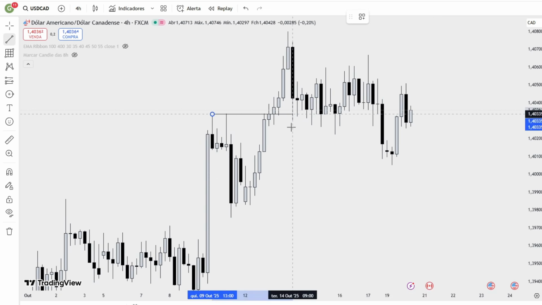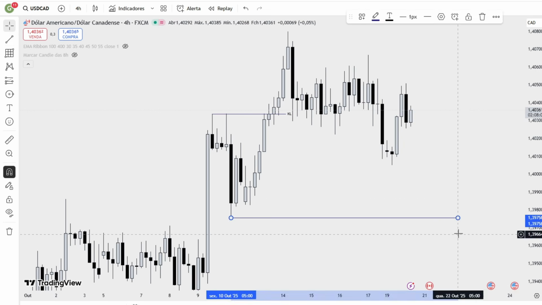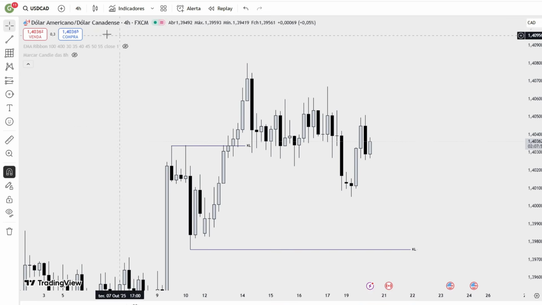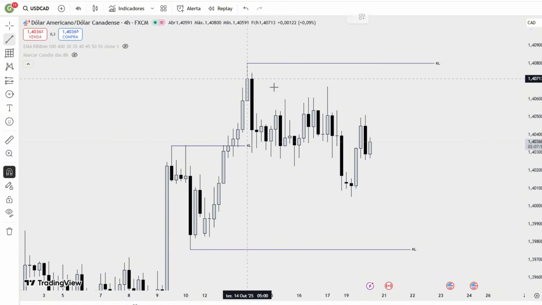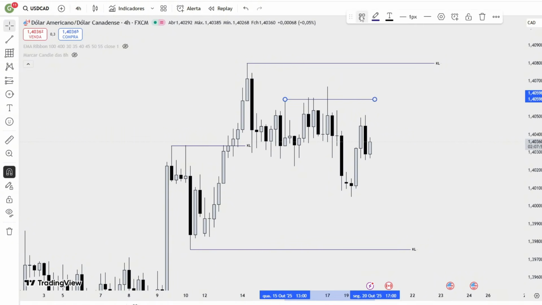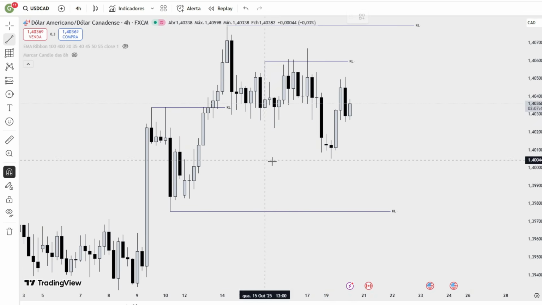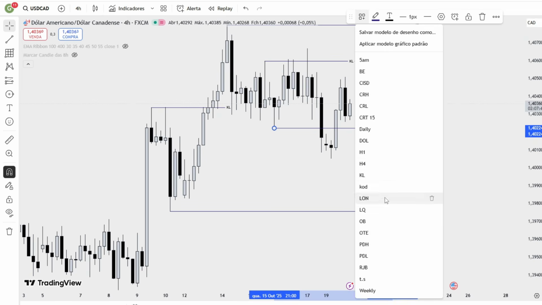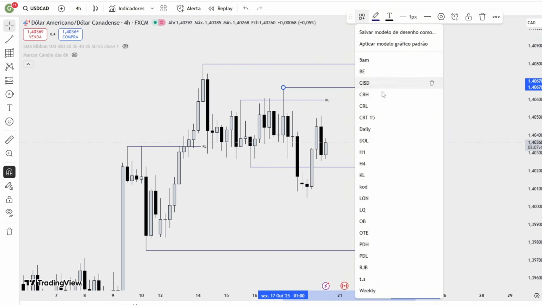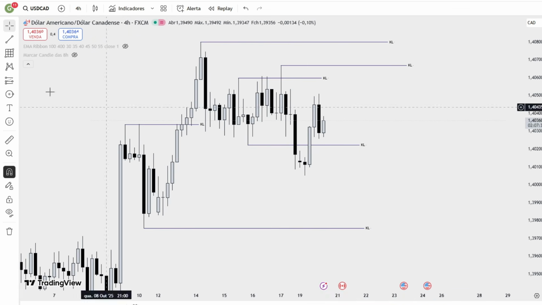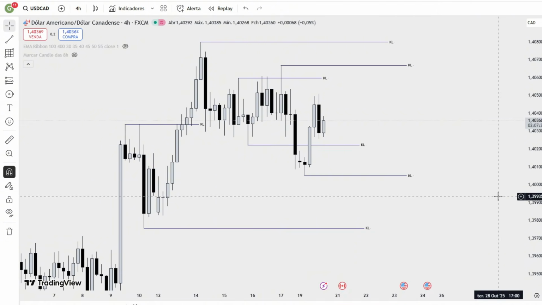So here you got a key level. Here you got a key level. Here you got a key level. Here you got a key level. Of course, we're talking about this 1 minute. Here you got a key level, and here you got a key level. Here also you have a key level. So you have a lot of key levels on your chart.